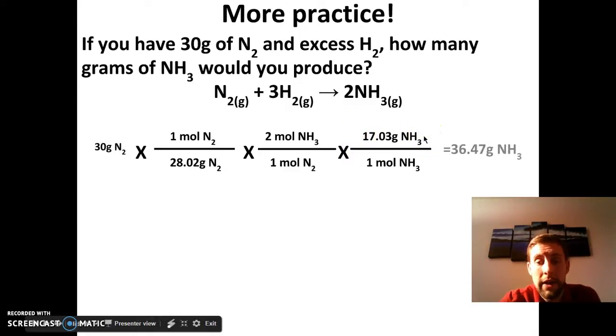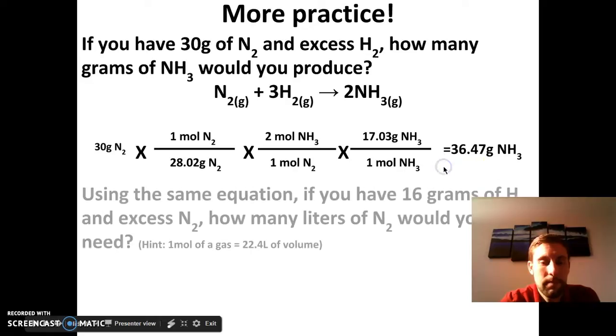And we get our final answer of 36.47 by taking 30 divided by 28.02, times 2 because it's on top, times 17.03 because it's also on top. You can ignore the 1s because multiplying or dividing by 1 does nothing numerically, and you get that final answer. Hopefully that makes sense. If it doesn't, let me know.